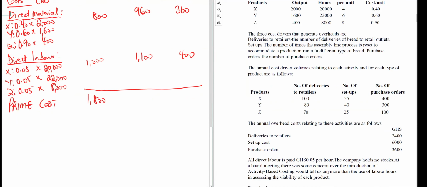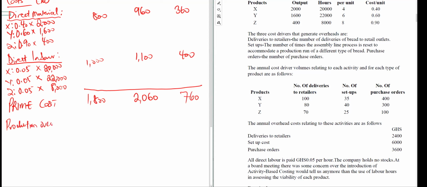This one will be what? Is it 2,160? 2,060. Then this one will be 760, right? That's the prime cost. Now we add our production overhead.